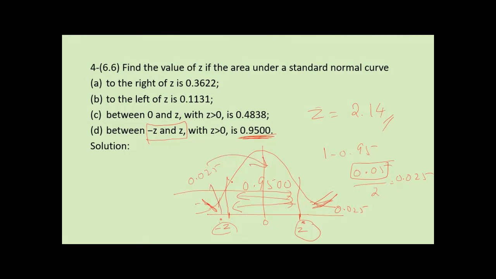Now add with this one, you get the total area up to Z. So what is the probability of capital Z lesser than some small value of z? It is the sum of these two: 0.0250 plus 0.9500. What do you get? 0.9750, isn't it? Okay.